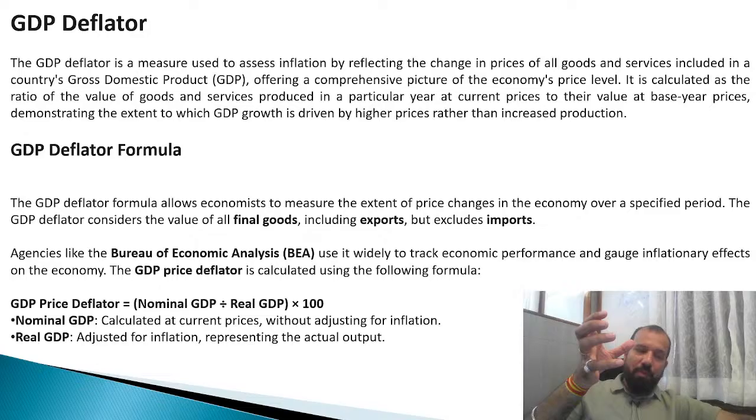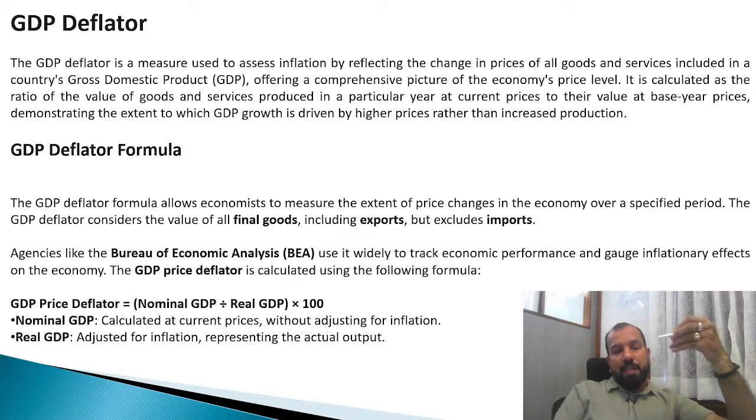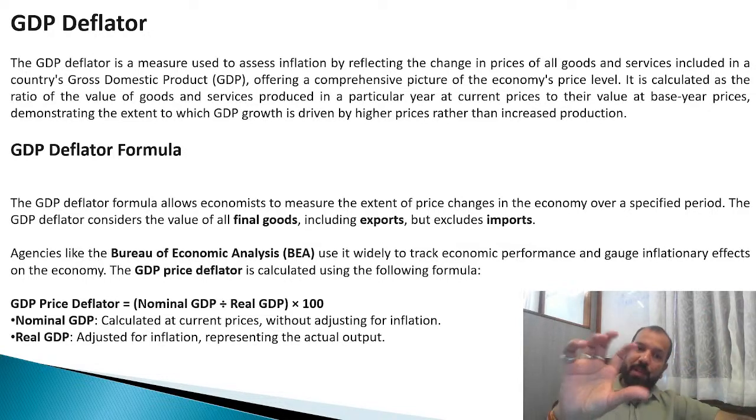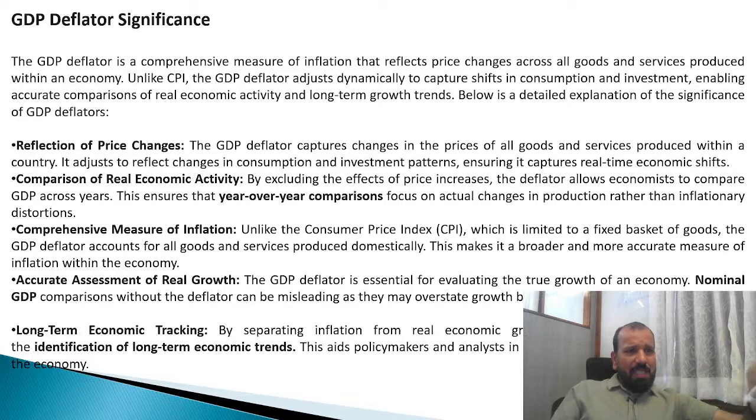We just need to find out that in the base year prices were 10 rupees, now prices became 15 rupees. Your production is the same, so you just need to understand how much percentage has changed in the last 10 years, last 15 years. So GDP deflator helps to find out the real GDP actually. That is the GDP deflator significance: reflection of the price changes. Earlier the price was 10 rupees, now it became 15, so that is called a 50% price increase over a period of time. And comparison of real economic activities.